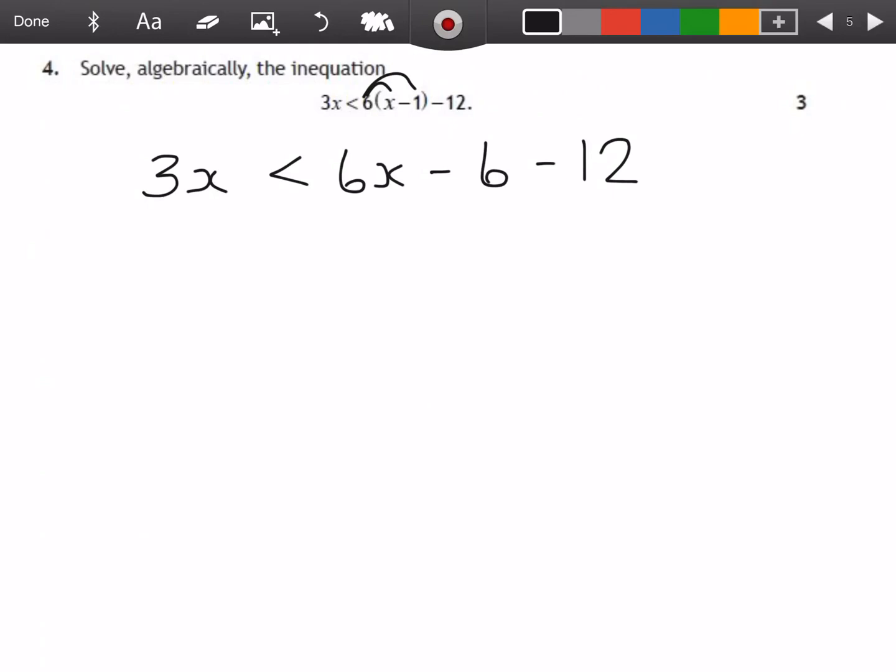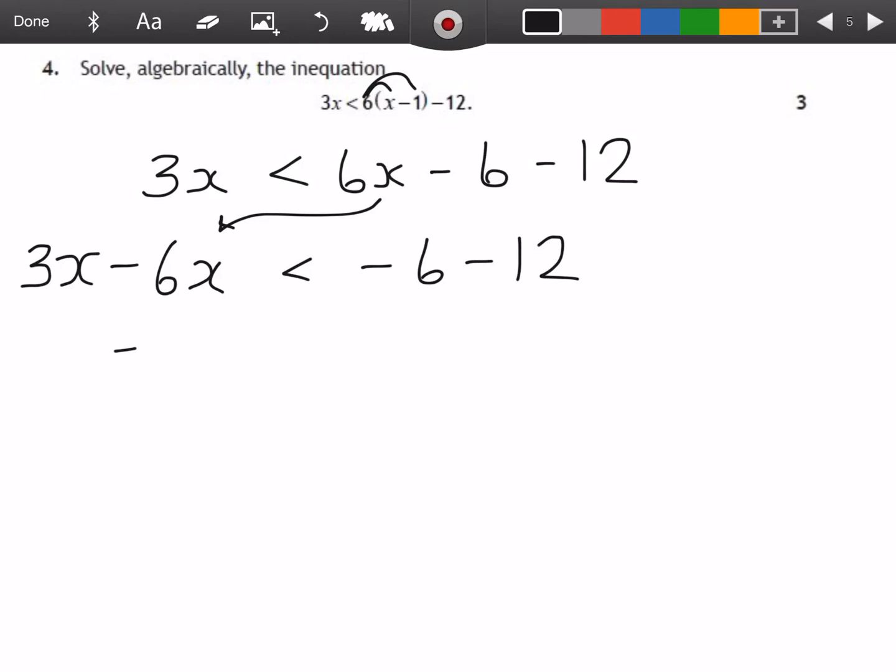Now, I'm going to do it the way that most people, I think, would have done it. Most people will bring the x's onto this side, so I'm going to do it that way. 3x take away 6x is negative 3x, is less than negative 18. Now, at this point, what we're doing here is we're dividing the negative 18 by negative 3.